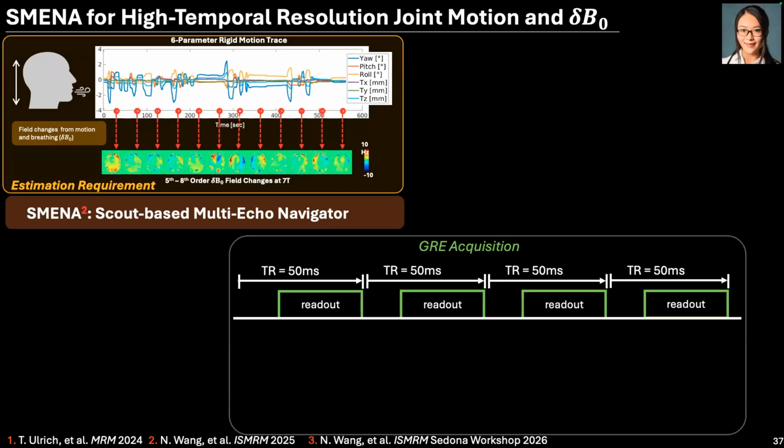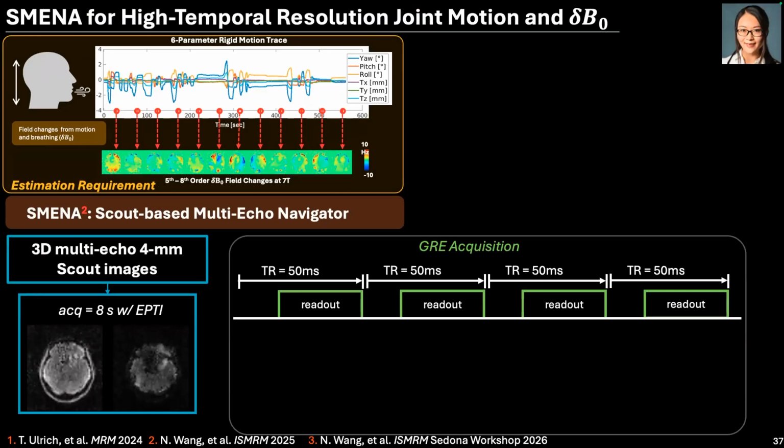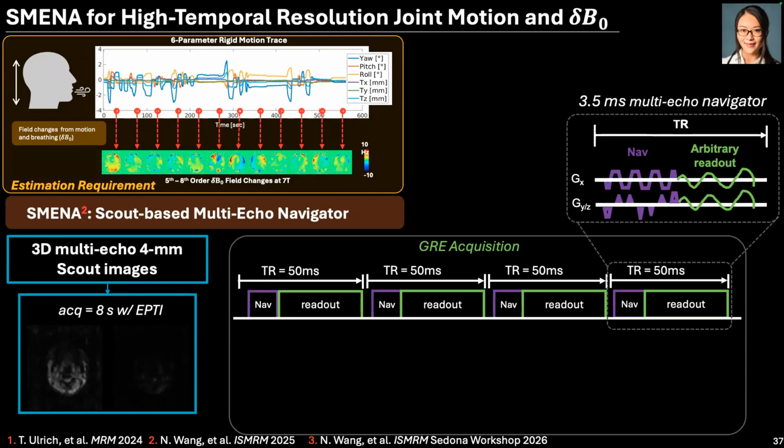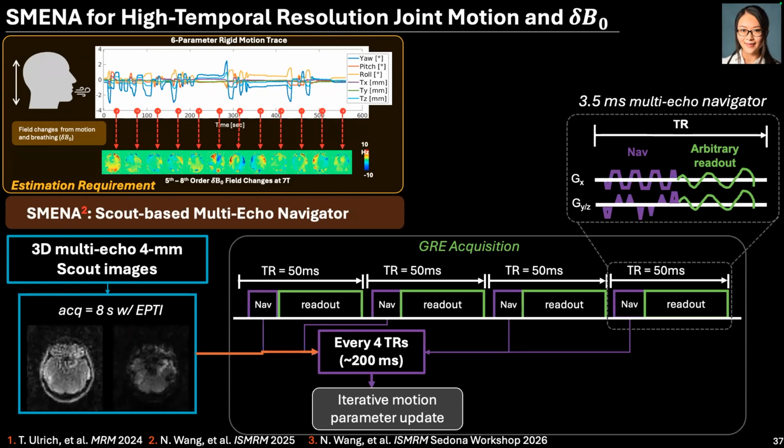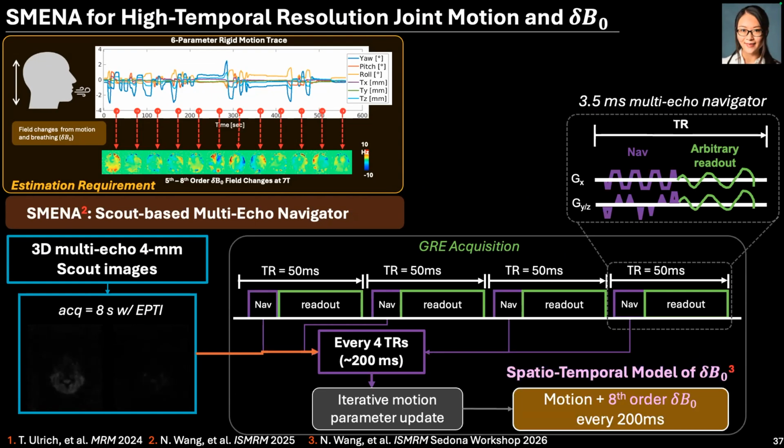So Nan's been working on this. This is a standard GRE acquisition. We can acquire a quantitative scout using a quick EPTI scan at 4mm up front. Then we insert these navigators, basically a compact 3.5 millisecond navigator, so that it doesn't change the whole module. It's KT encoding across the echo. We acquire complementary ones across 4 TRs, combine them and compare it to our time-resolved scout scan. Estimate motion, we have some nice models to do this. So we can estimate motion and up to 8th order spherical harmonic B0 every 200 milliseconds.